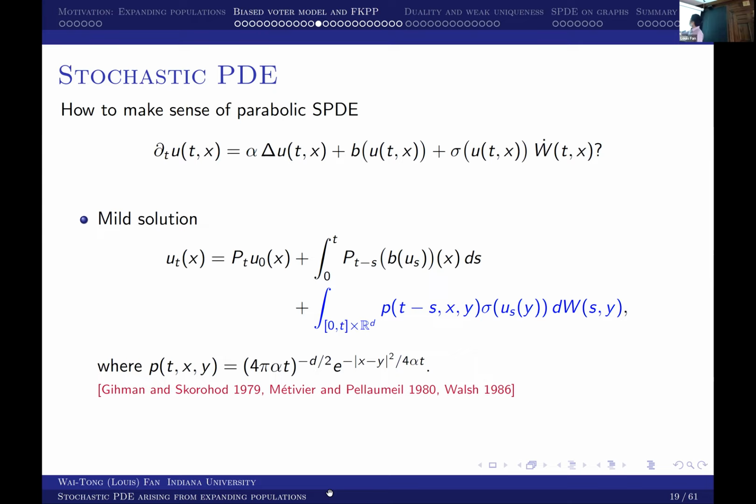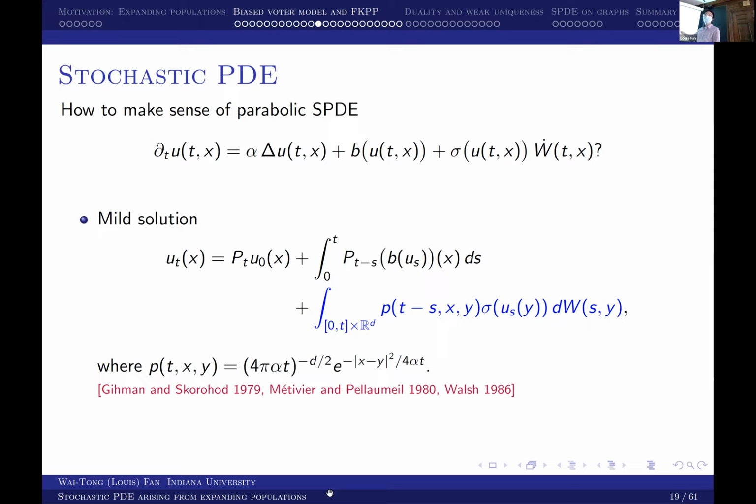So this P_t is the so-called transition semigroup of the Brownian motion. This little p_t(x,y), you can see at the bottom, is just a Gaussian kernel. It is the transition density of the Brownian motion with variance 2 alpha. This is the so-called variation of constants or Duhamel's principle, different names in PDE. We view the upper equation as a short form of the equation below, which we can make sense of.